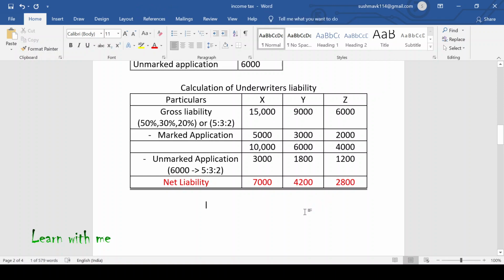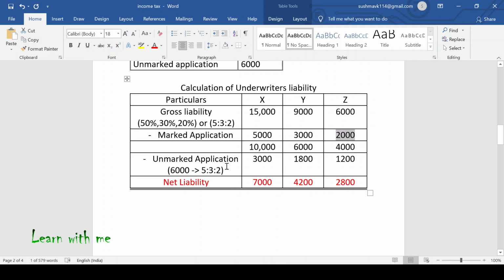Very easy problem, right? You should simply calculate the gross liability by using the percentage or by using the ratio. They will give this in the questions. You don't need to worry. This will be given in the question itself. Sometimes they will directly give the amount. In case they have given the amount directly, you can directly write the amount here and deduct the marked application, which will also be in the question only.